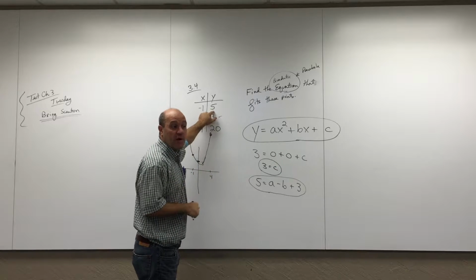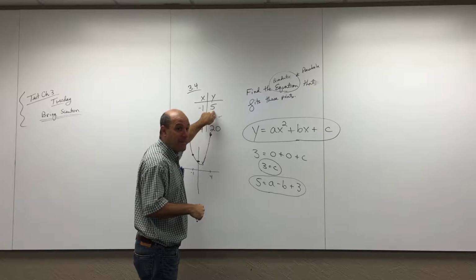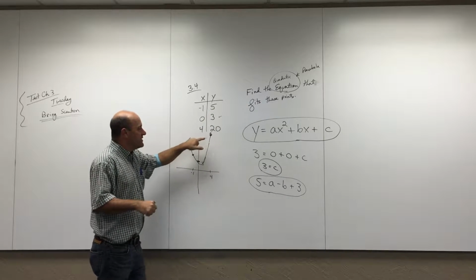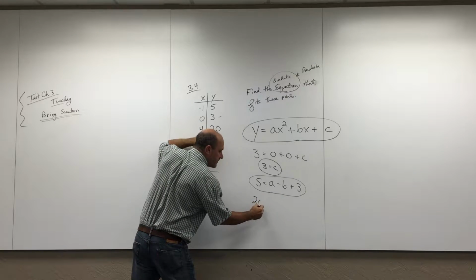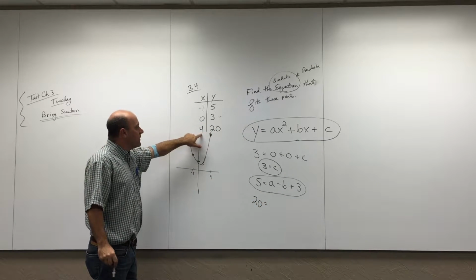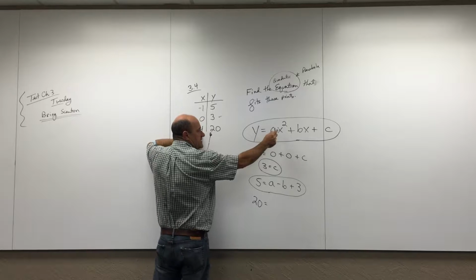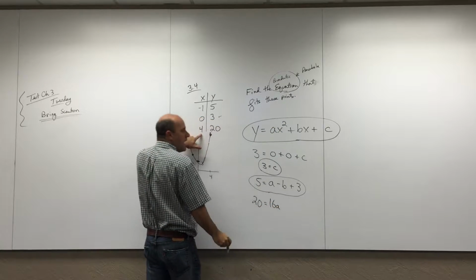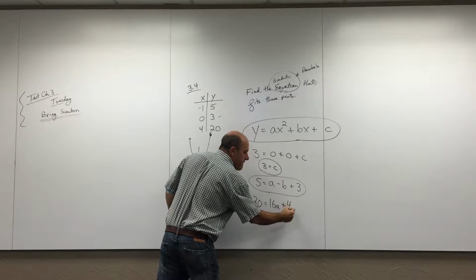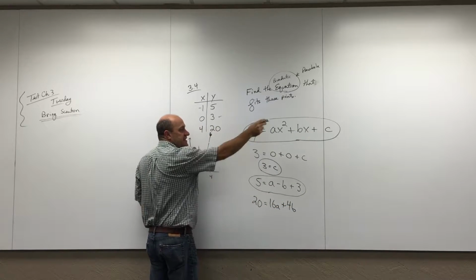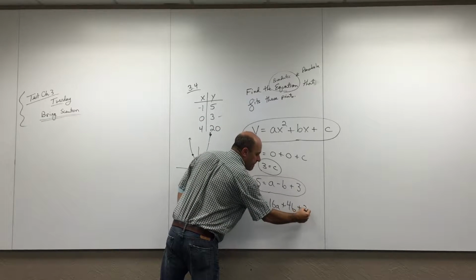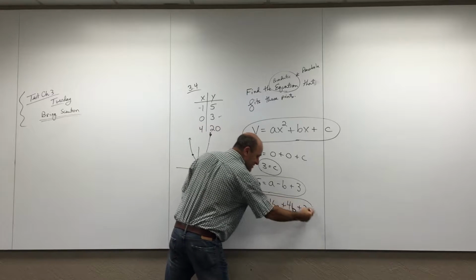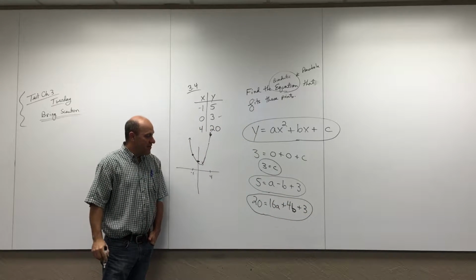I wish I had another equation with 2 unknown variables. Well, I'll plug in this other point. Let's try this one. This says that when y is 20, x is a 4. Okay. If x is a 4, that's 4 squared, that's 16a, plus 4b, and then don't forget c is a 3. All right, this is awesome. Here's another equation with 2 variables.